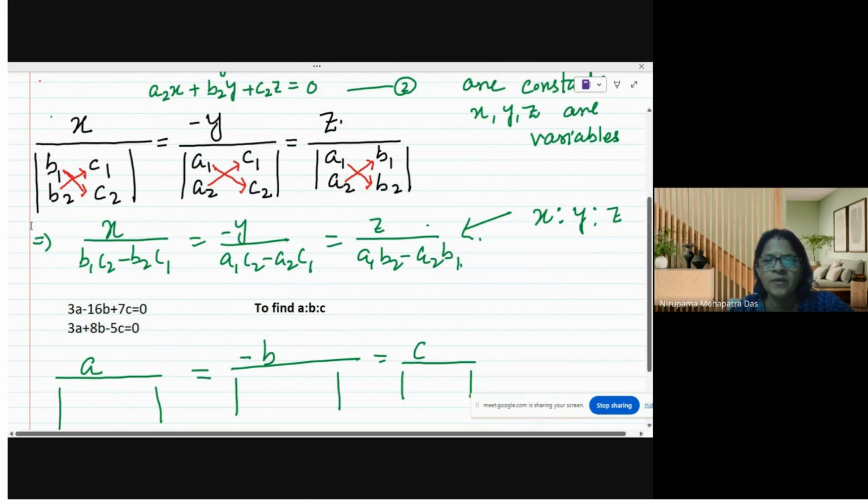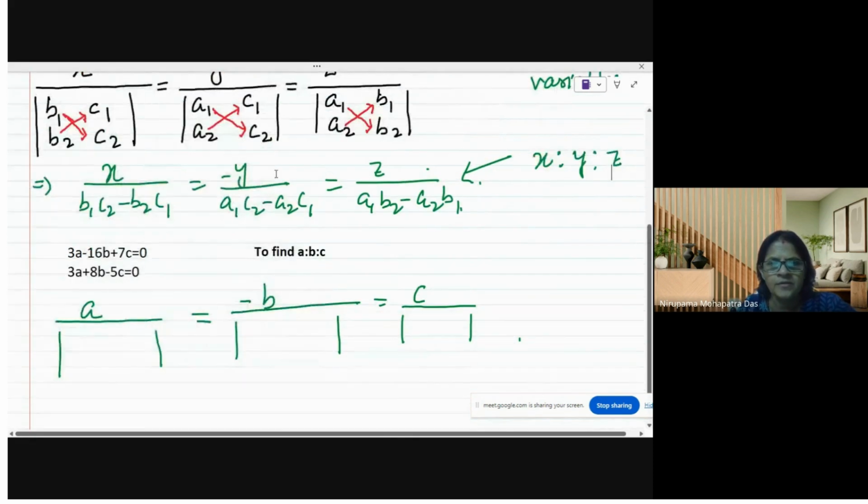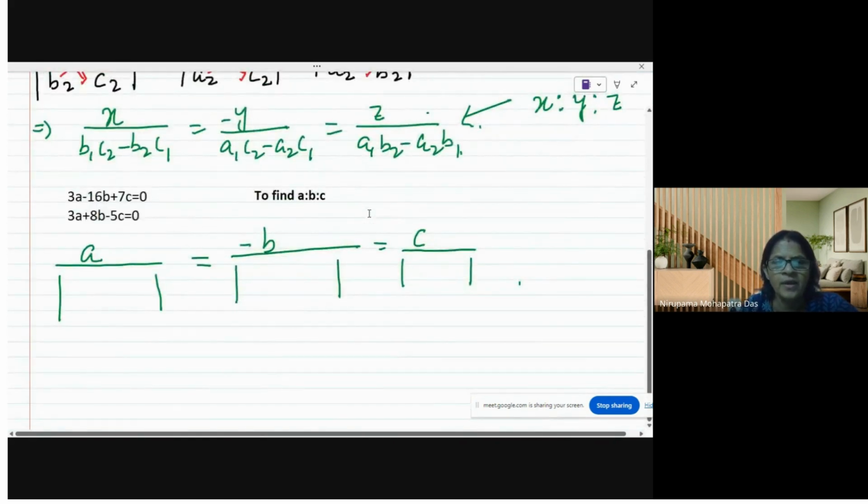Now let me take a specific example. Here 3a minus 16b plus 7c equals 0 and 3a plus 8b minus 5c equals 0. We need to find the ratio of a is to b is to c. Applying the strategy we discussed in the xyz case, we can take a, minus b and c in the numerator.